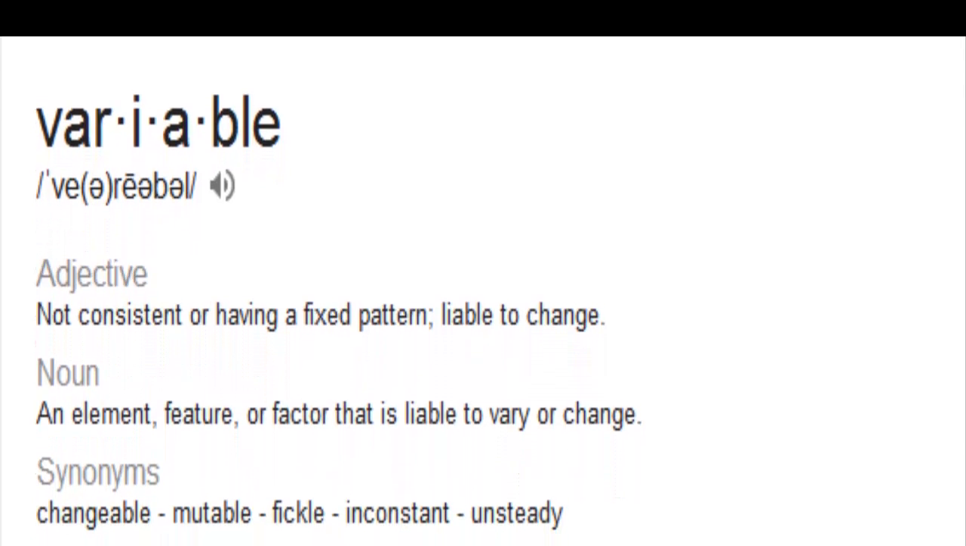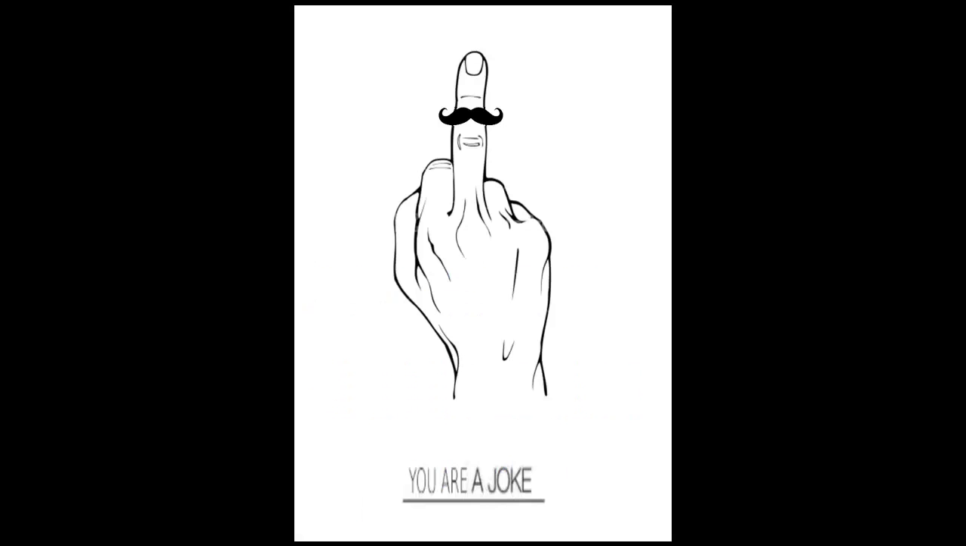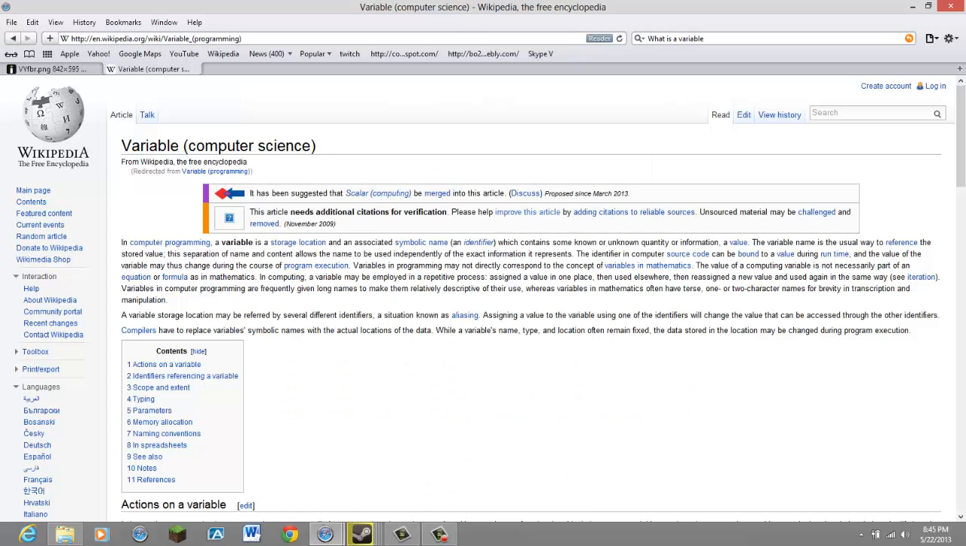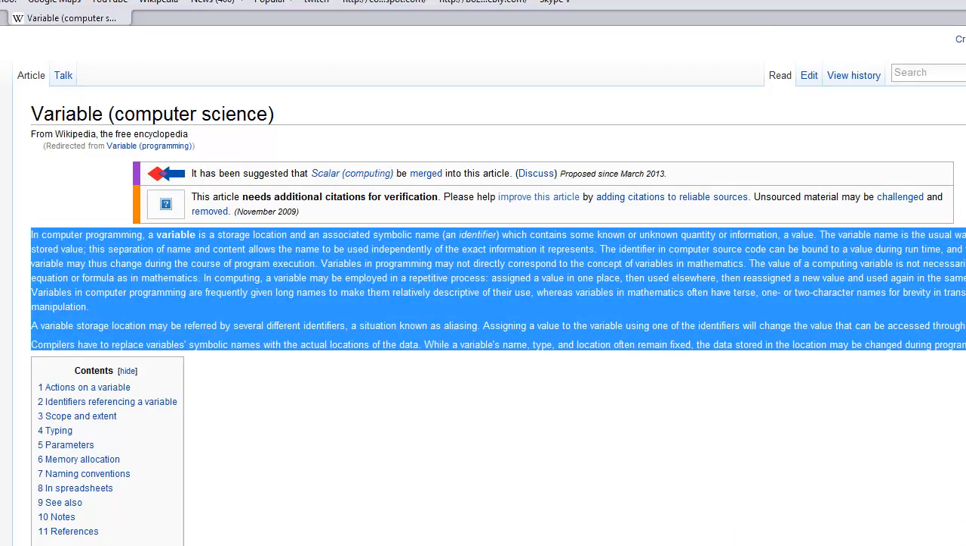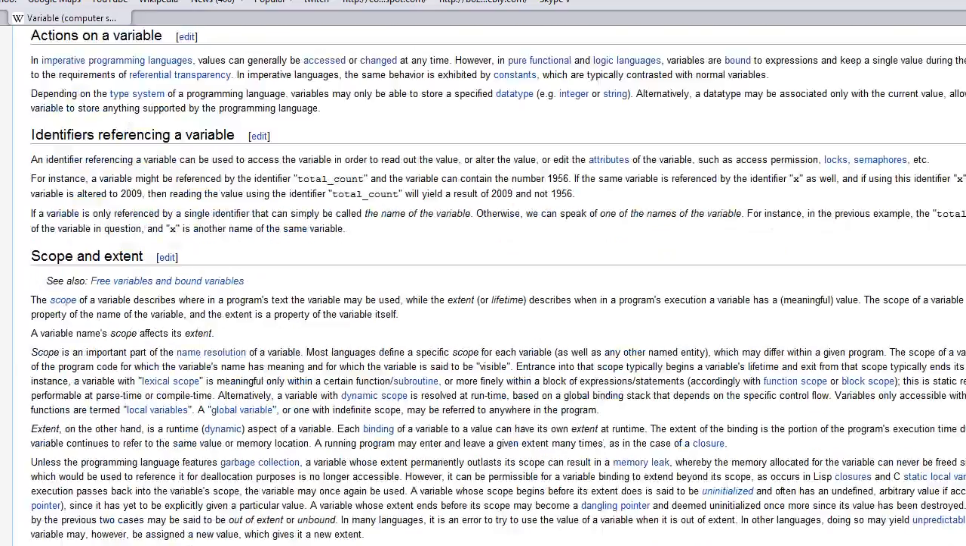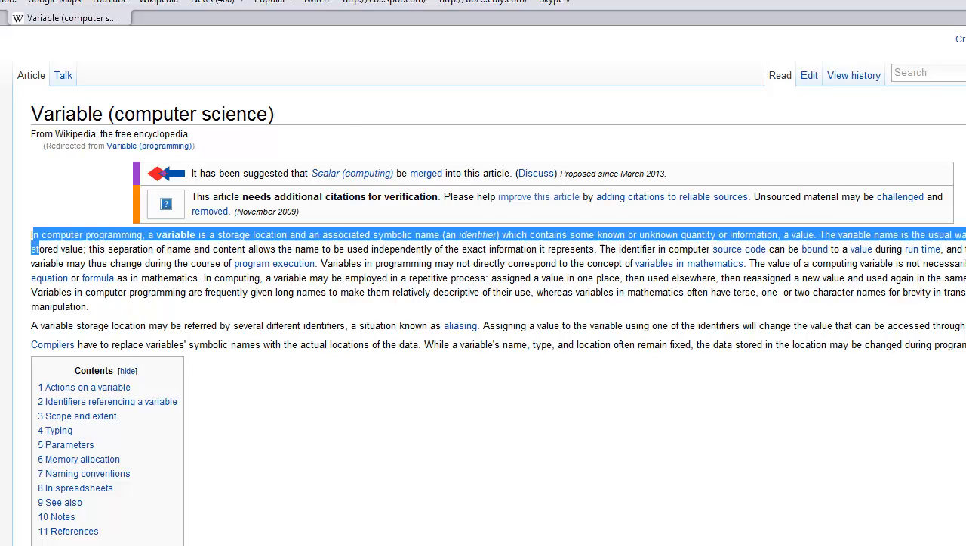So if I look up the definition of what a variable is on the wiki or Google, it gives me this: not for an adjective, not constant or having fixed patterns, liable to change. Okay, well that really doesn't tell us. This is the page of basically what it means, but you guys can read all of this, which would be boring, because nobody wants to read that much. So I'll just break down what it actually says.